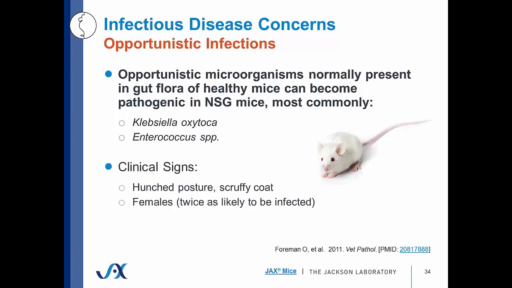And so some clinical signs of these types of infection include a hunched posture, as well as a scruffy coat. And finally, females are twice as likely to be infected, so it seems that there are some hormonal influences involved in this increased susceptibility. And if you'd like more information about all of this, you can check out this reference here by Dr.